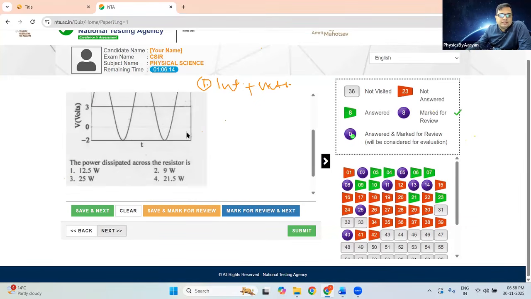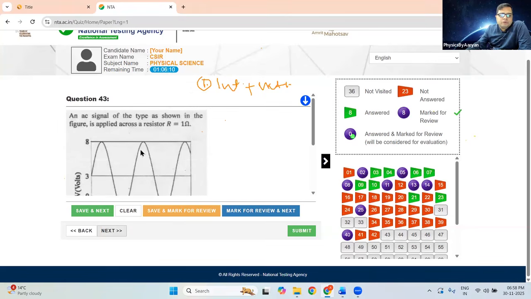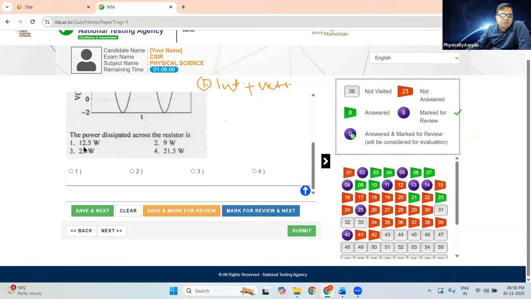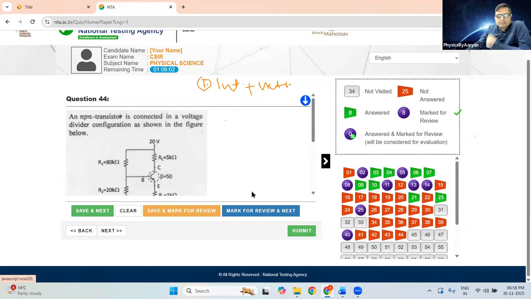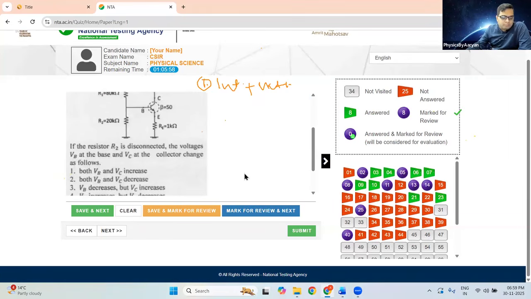ठीक है, AC signal is like this, the power dissipated. ठीक है, इसमें ज्यादा दिमाग नहीं, formula base है. Amplitude is given, frequency can be found by using the graph, and if you remember the formula for power dissipated, you can try out. ठीक है. So what is the one statement which I want to give you in part B?